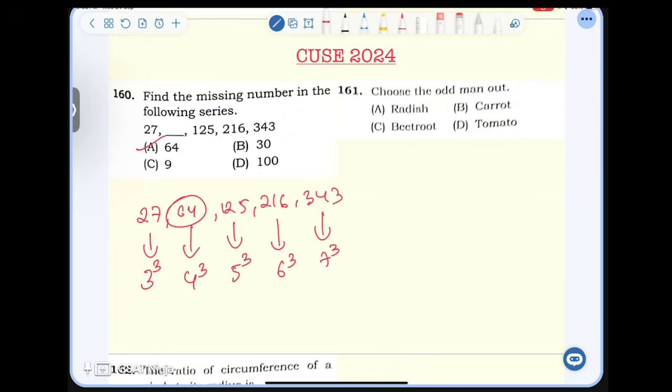Choose the odd one out: radish, carrot, beetroot, tomato. That means this one, because all the other things are roots or are grown under the ground.